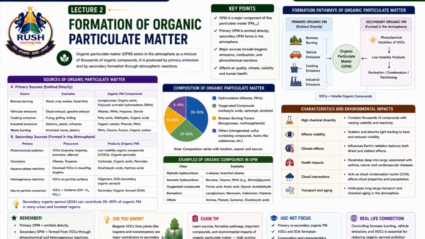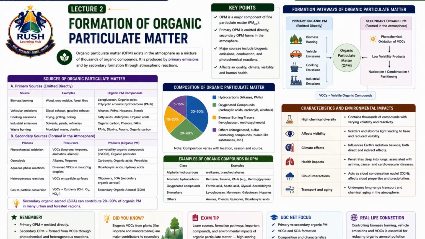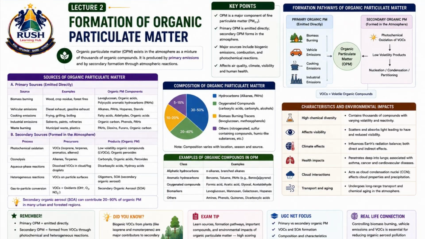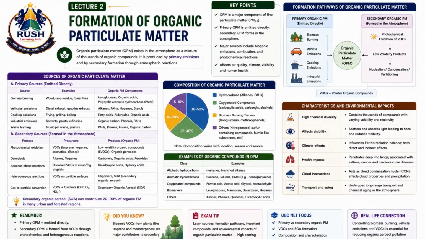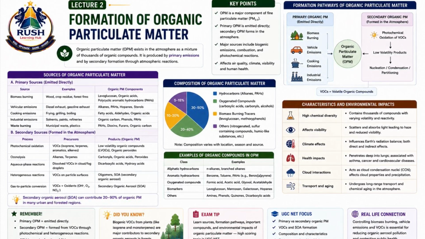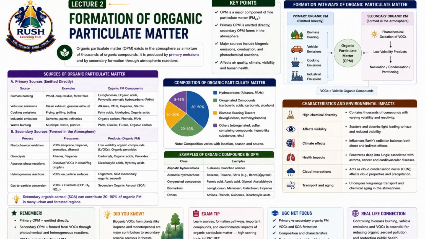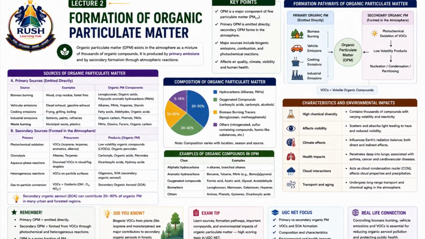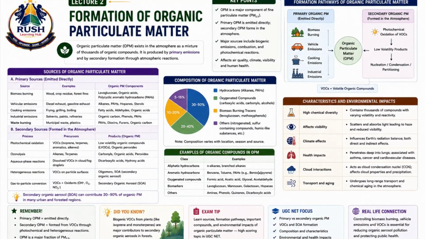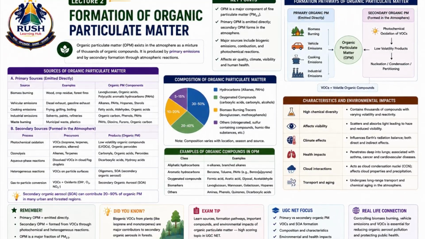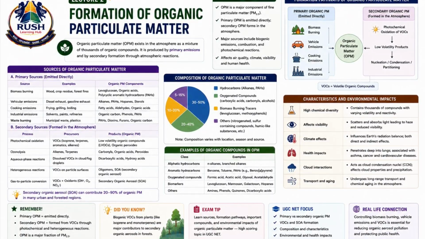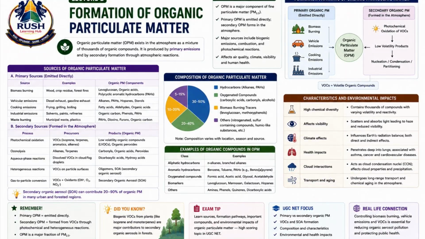The fourth impact is cloud formation. Organic particles act as cloud condensation nuclei. They influence cloud properties, precipitation patterns, and atmospheric water cycles. The fifth impact is human health effects. Fine organic particles can penetrate deep into the lungs and may enter the bloodstream. Long-term exposure is associated with respiratory diseases, asthma, cardiovascular disorders, and certain cancers. The sixth impact is long-range atmospheric transport.